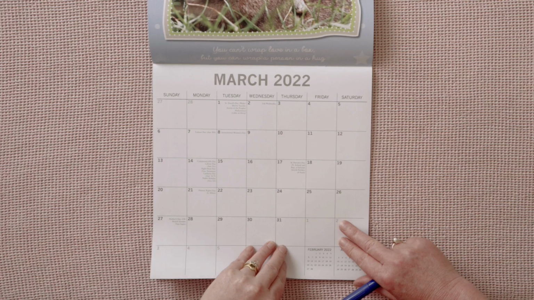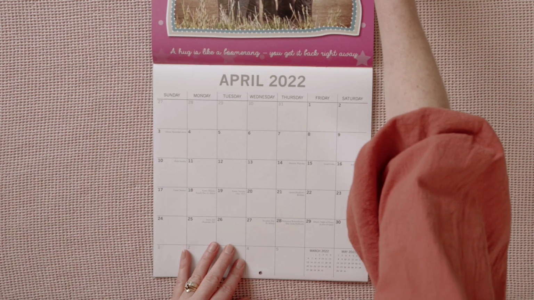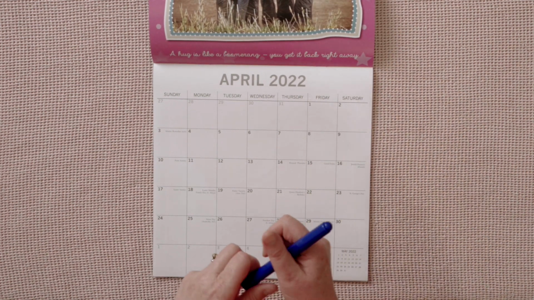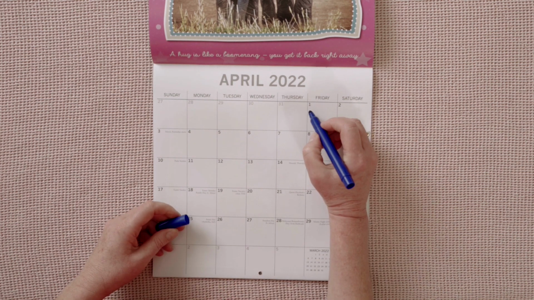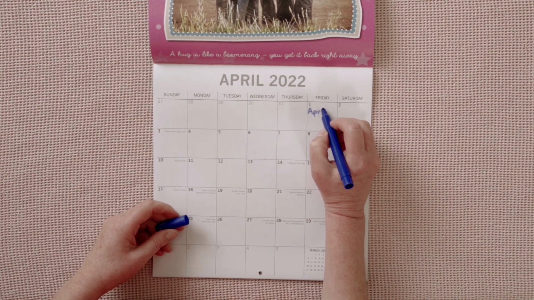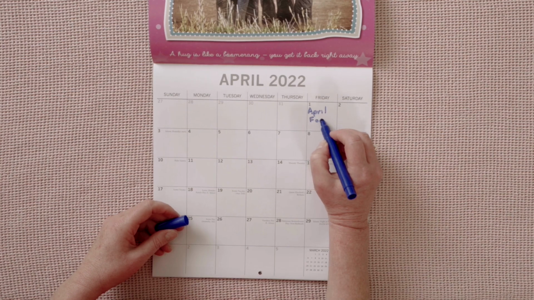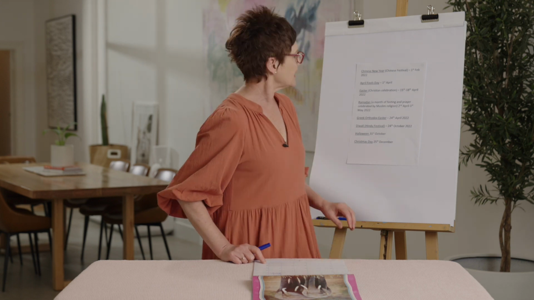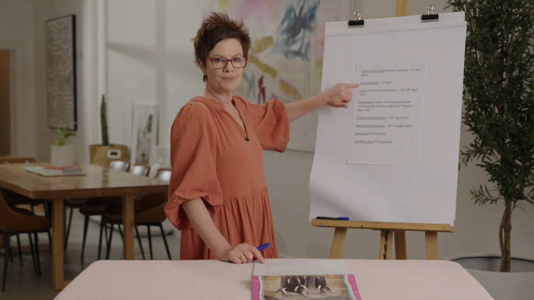So from February, we'll move past March and April. And here we are at April the 1st. I can see it's a Friday. And we're going to write here April Fool's Day. You may have played a few tricks yourself, or you may have had some tricks played on you for April Fool's Day. Okay, that's always on the 1st of April.